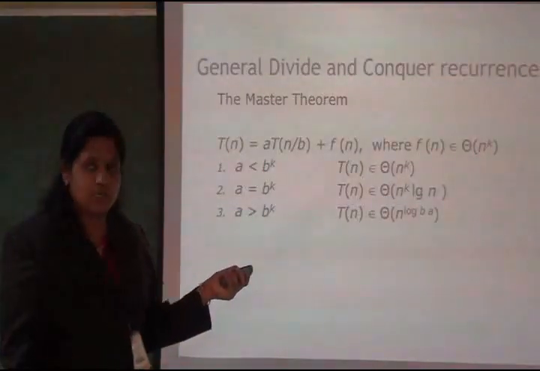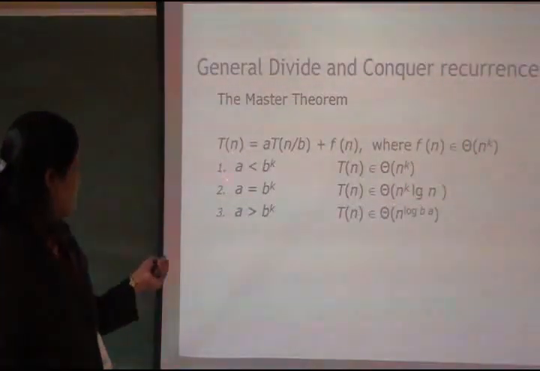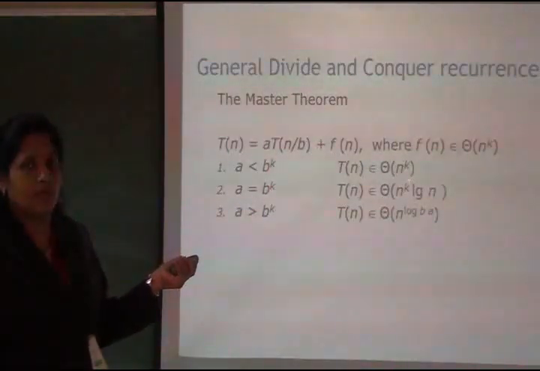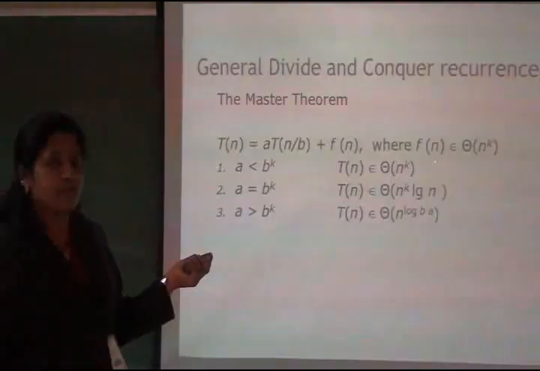Here k is also a constant, we will see. The condition is: if a is less than b^k, where a, b, k are all constants, then T(n), the time required, will be theta of n^k.